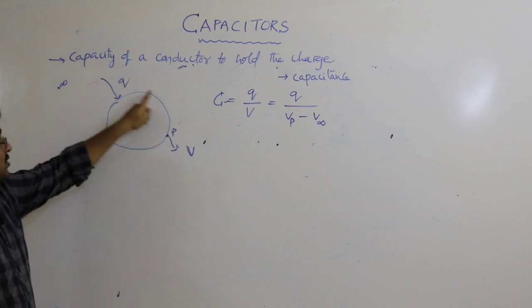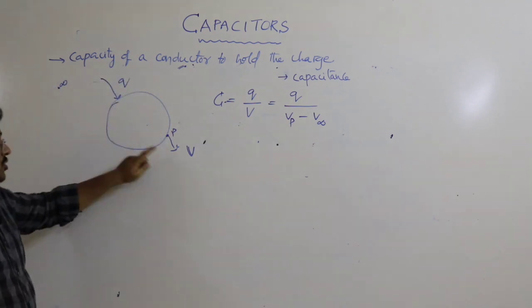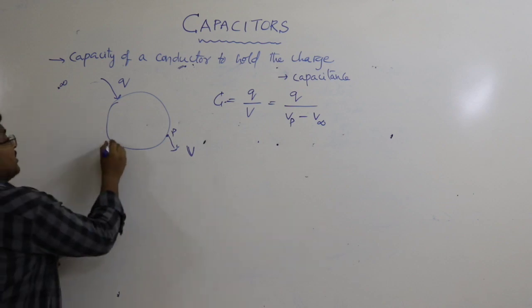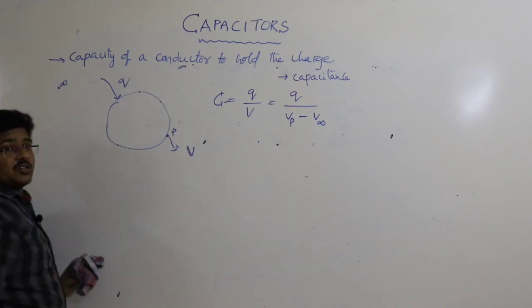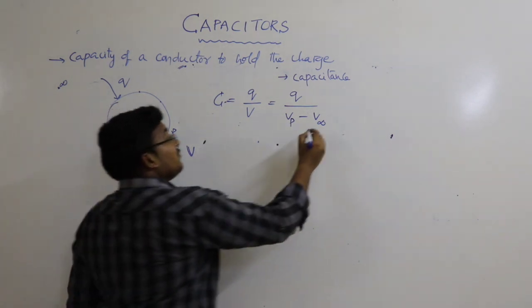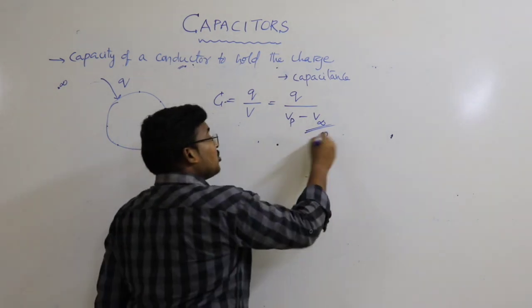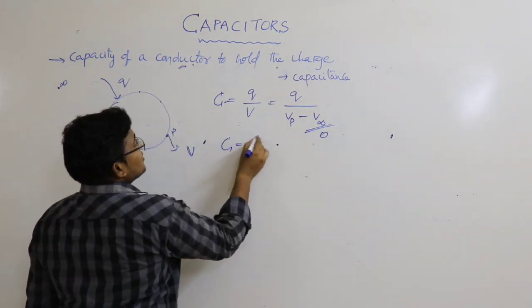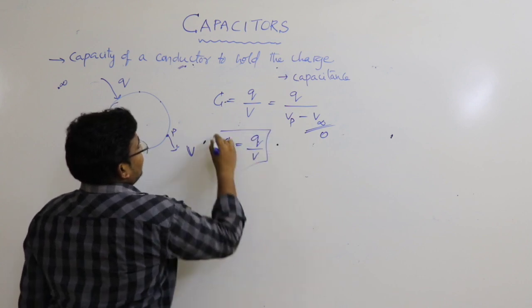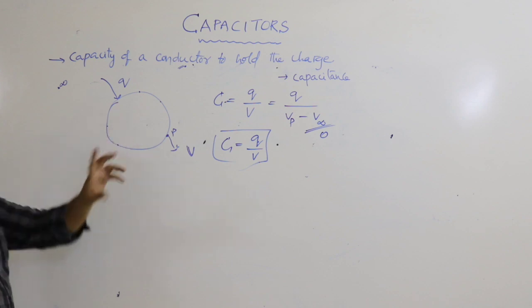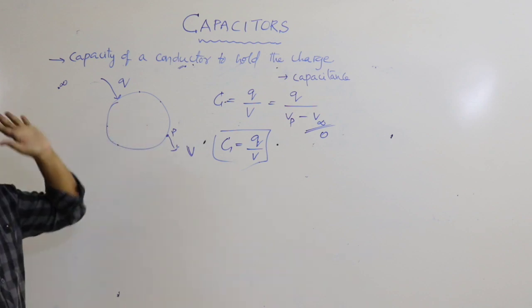At the point P on the surface, you know that on the surface the potential is the same. A conductor is an equipotential surface, so you can take any point, the potential is the same. That is why Vp minus V infinity. But you know that V infinity, in general the reference point, is 0. Voltage at infinity is 0. That is why we can say capacitance is equal to Q by V, where this V is V at P. Okay. Now, this is for a single conductor.